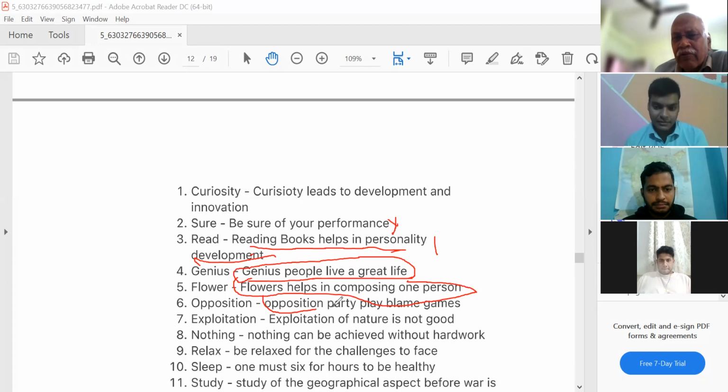Opposition party play blame games. Very good. You have already in your story itself, you have blamed others for your success, for your problem. And this confirms here, you always apportion your non-performance to someone else, not you. Okay. It's your personality. Next. Exploitation of nature is not good. To what? Which quality emerges?